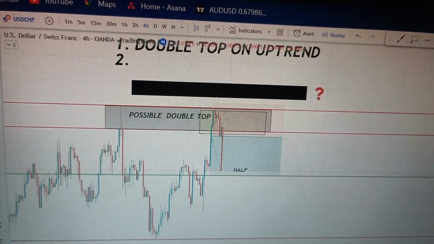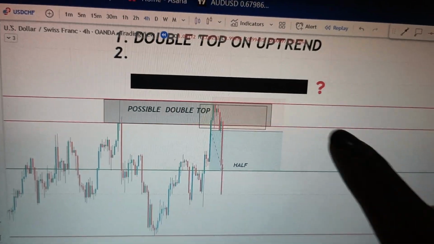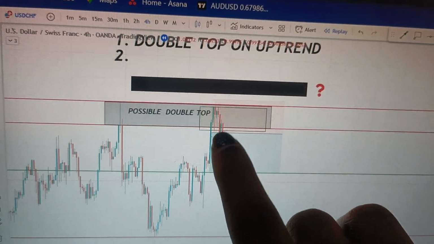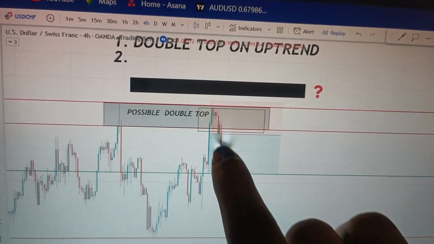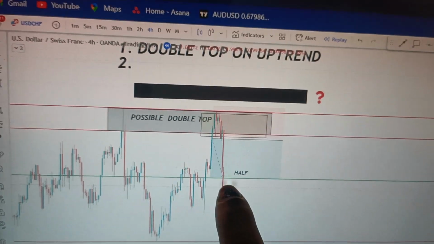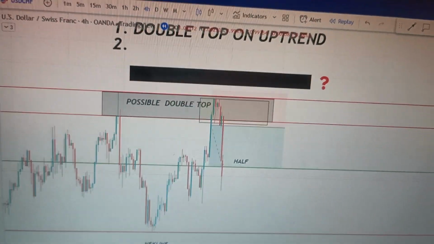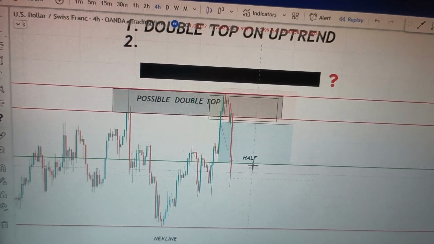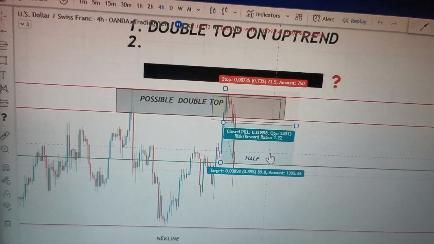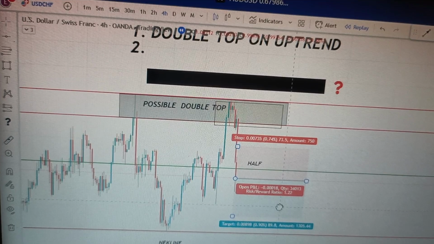So the market, let's see if it hit our take profit. You can see how the market was very, very fine. It hit our take profit and again broke the half. So yes, we got those profit, but we are not done with this double top. We'll come again and re-enter there.